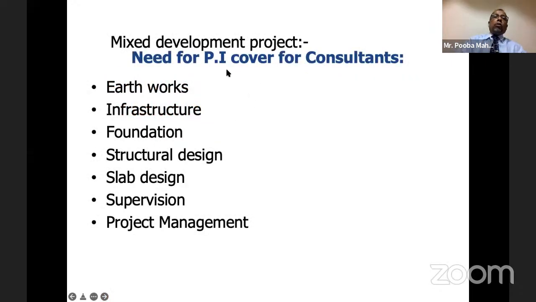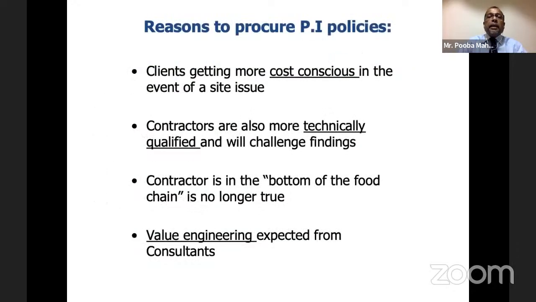So for mixed development, you need to cover PI for all elements of work: earthworks, the structural design, project management. The whole list is covered under the PI. Now, why do you need to get a PI? Because clients are getting more cost conscious. Contractors are also getting technically qualified. You have big contractors like in India, you got L&T. L&T have their own technical people. They have their legal team. They will dispute on designs as well. So on your part, you need to be protected.